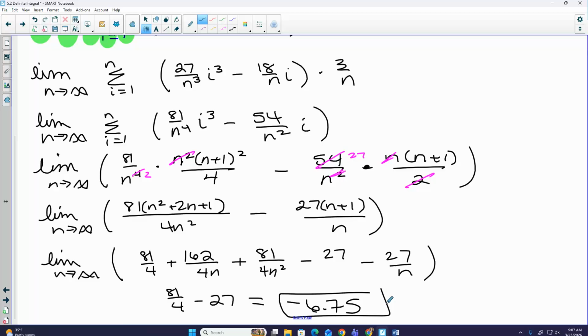All right, on the previous example, what did we estimate the area to be? Negative 7.03125. The true area is negative 6.75. So we were a little bit off, but not a ton. So we can estimate it using the left, right, or midpoint sums. We can find it exactly by doing the limit of the sum. This is just time consuming. Any questions on that one?